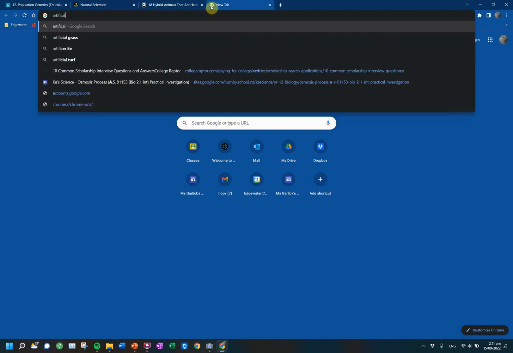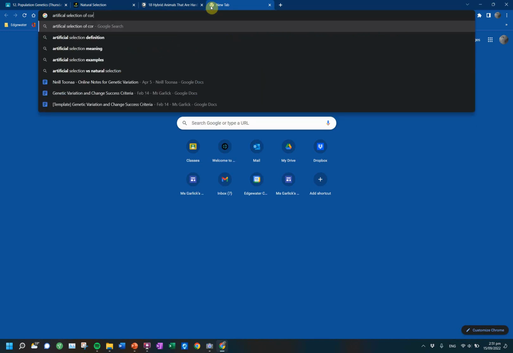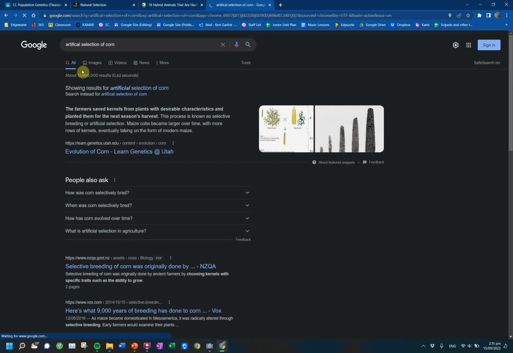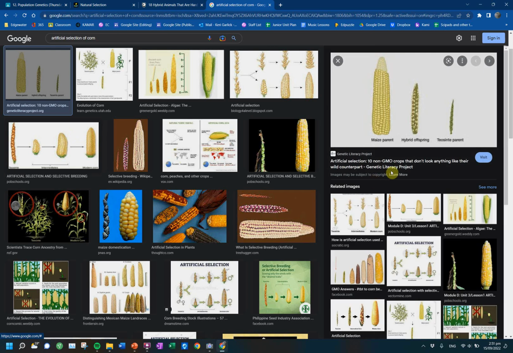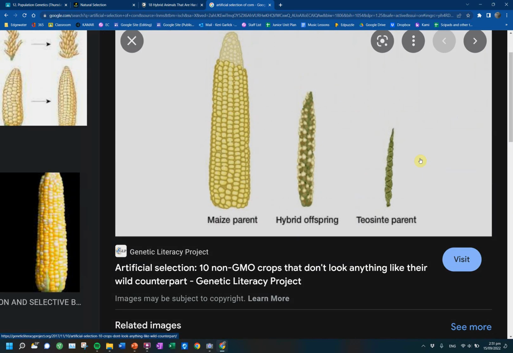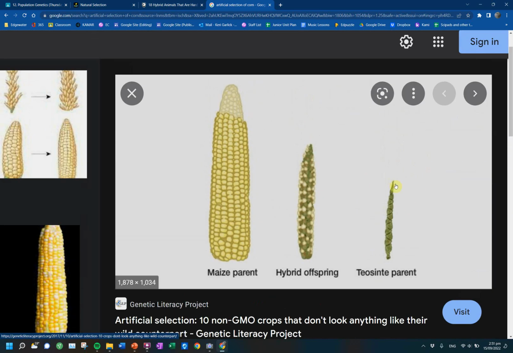The artificial selection of corn. This is the first one I thought we could look at. I love corn. It's one of my favorite things to eat. Corn didn't always look like corn. This is what we originally started with when it came to corn. Does it taste the same then? No, it would taste dramatically different. Look at that, it's tiny. It was probably very tough.